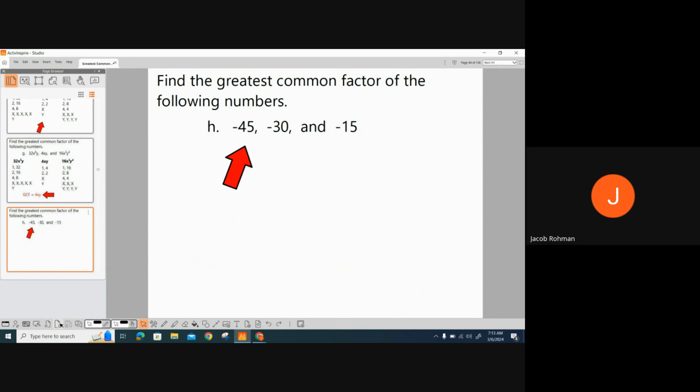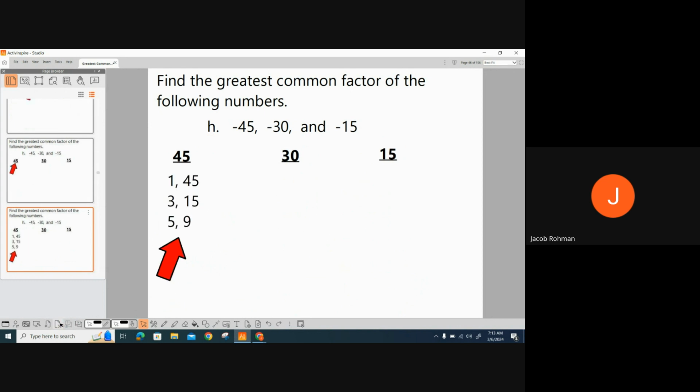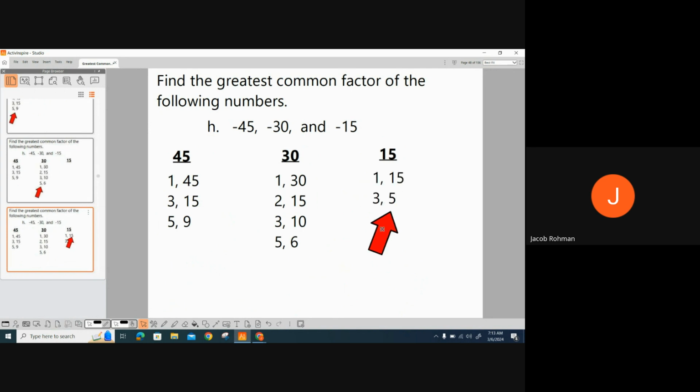And then lastly, with letter H, when we have negative numbers, we're just going to treat those like positive numbers. So we're going to find the greatest common factor between 45, 30, and 15. Here we've listed the factors of 45, here the factors of 30, and here the factors of 15. The greatest common factor of all three of these lists is actually the 15. So we're going to say GCF of 15.